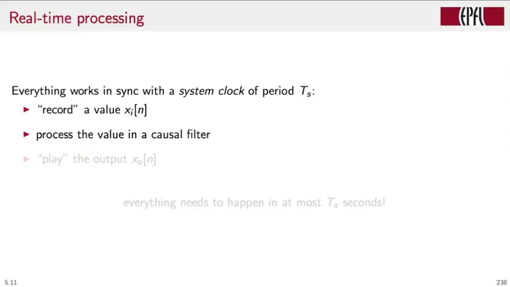Then we will process this sample in a causal filter because we are in a real-time situation, and the maximum amount of time that we can spend on the processing of one sample is again TS seconds. And then every TS seconds we will have to play out the output sample. So everything needs to happen in at most TS seconds.